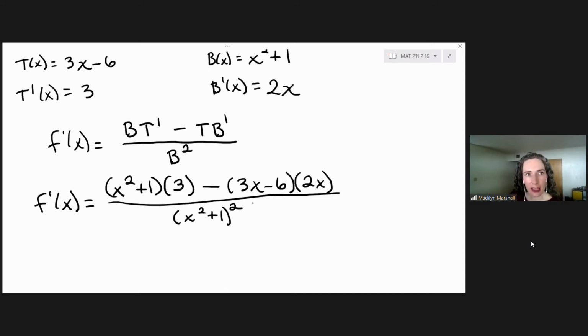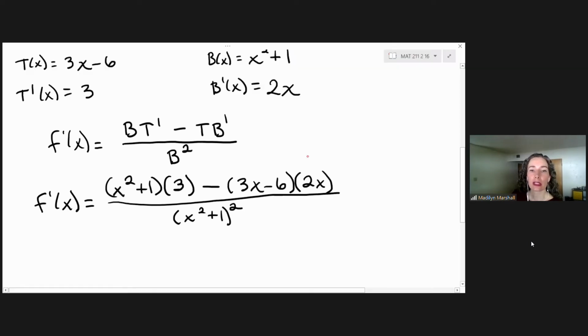So we identified our t and b. We took the derivative of each of those, and then we just plug in those 4 parts into their positions in the formula. Now we have to simplify. Simplifying just means to simplify the numerator if there is something to do, which there is here. We can distribute so we don't have these parentheses anymore and combine like terms.